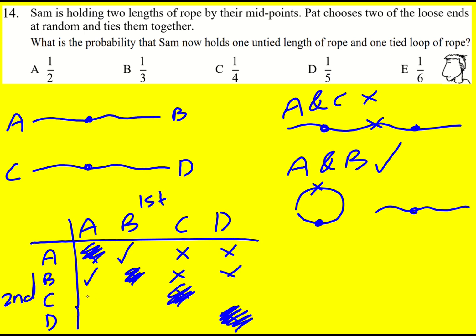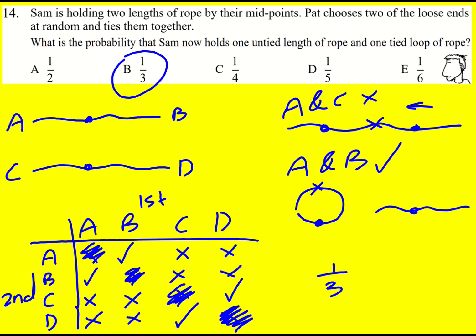Okay, then for C, it's going to be very similar. C goes with A, then nope. C with B, nope, because again, we just end up with this first case. But if C is picked with D, that would work. And then if D goes with C, that would work, but not any of the others. So we see in each row, we've got one tick and two crosses. If you count them all up, or you just can see, there's going to be a 1 in 3 chance.